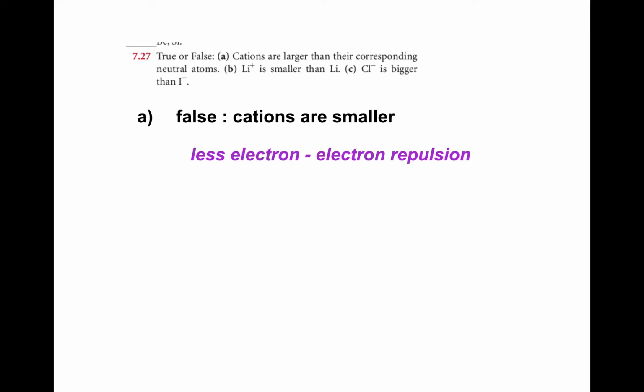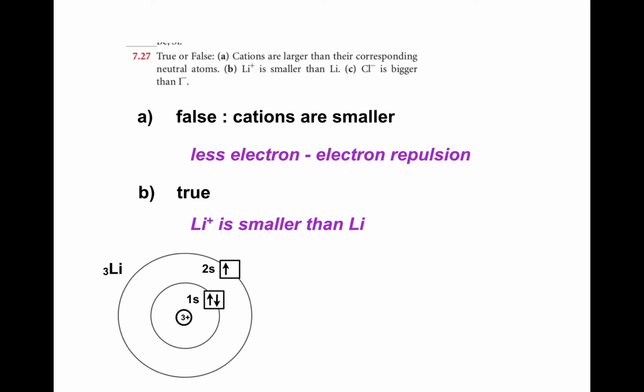True or false? Cations are larger than their corresponding neutral atoms. Well, that's false. As you lose electrons, you get less electron-electron repulsion, and therefore the cloud gets tighter. Most atoms lose their outer layer until we get down to the core electrons, which would be the case with lithium. Lithium loses its outer electron to become lithium plus, and lithium plus is much smaller than lithium. So you've got a shielded 2s electron being taken to form a lithium plus.